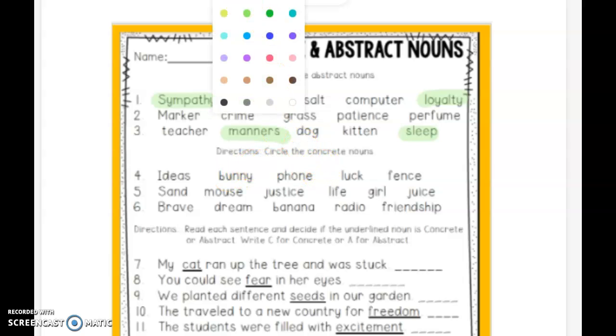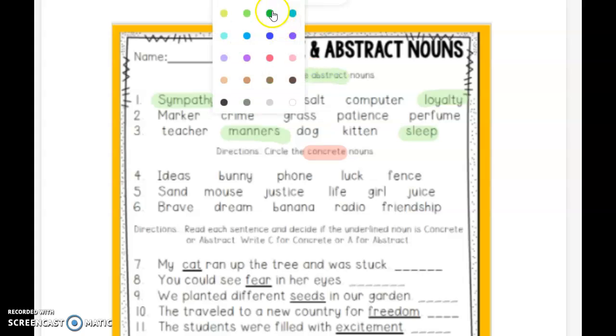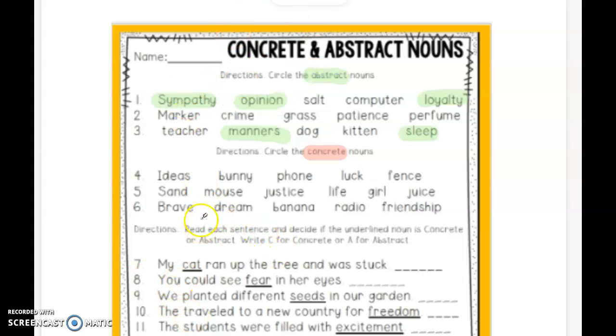Moving on to part 2. Choose red. We're going to use red to highlight concrete nouns. This time, when we are highlighting, we are going to highlight the ones that are things you can touch, feel, taste, or look at. What about an idea? Can I touch an idea? No. Can I touch, taste, feel a bunny? Yeah, I can feel a bunny. I can look at it. What about a phone? Yep, I can see a phone. I can look at it.